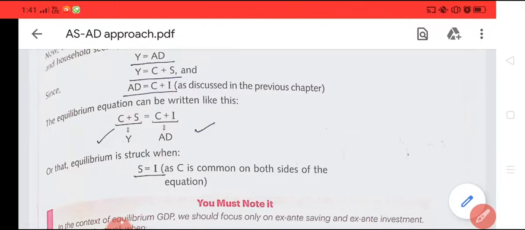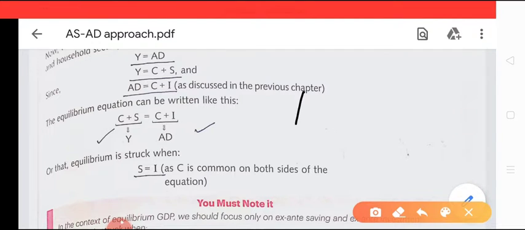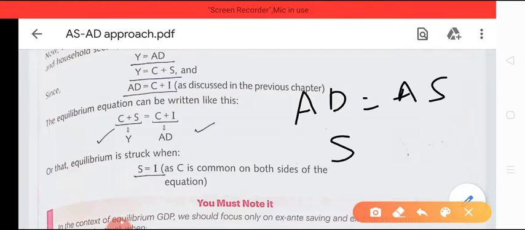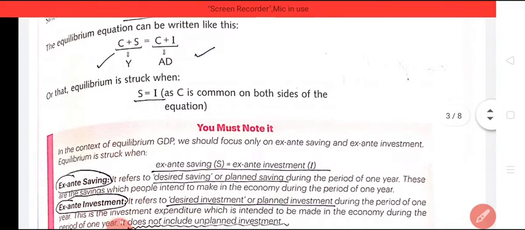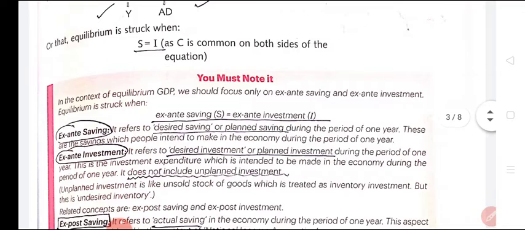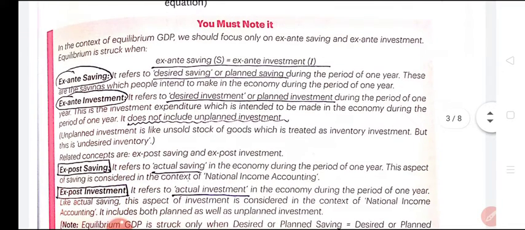So we can say that equilibrium is a situation with two approaches. One is where aggregate demand equals aggregate supply, and the second approach is where savings equal investment. These are the two approaches. Today we'll elaborate one approach, that is the aggregate demand and aggregate supply approach.